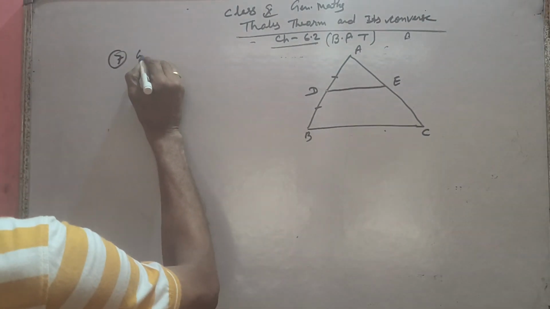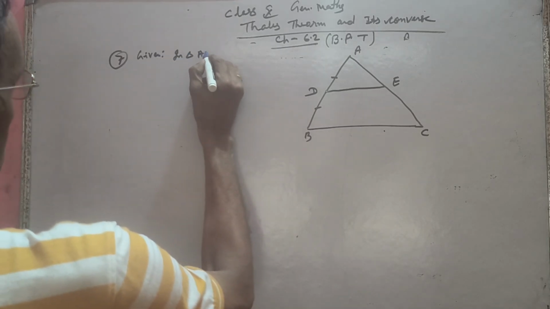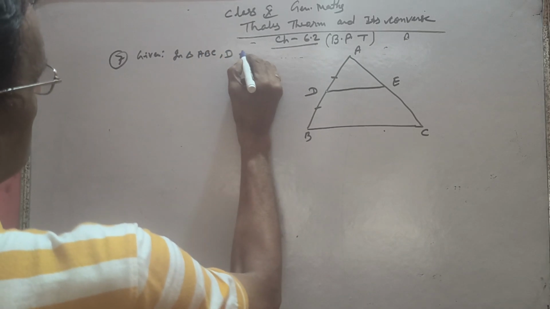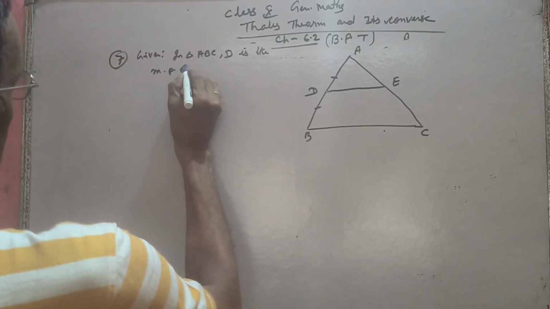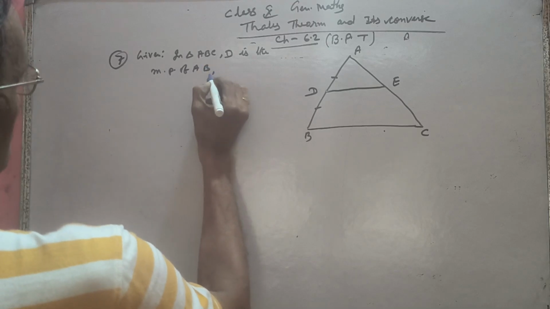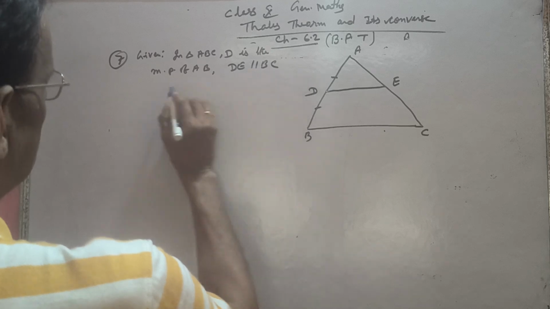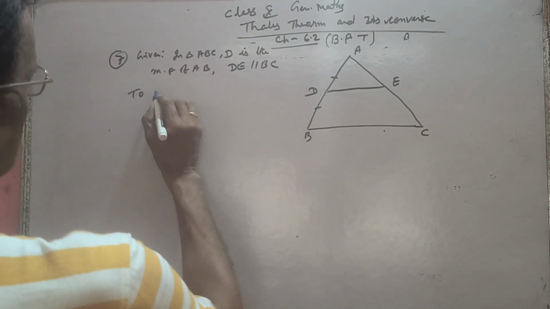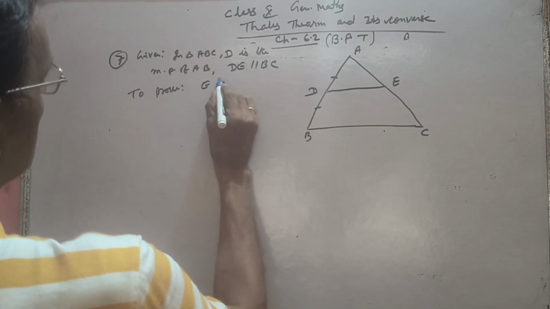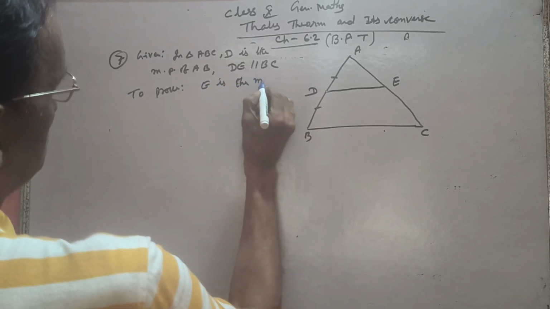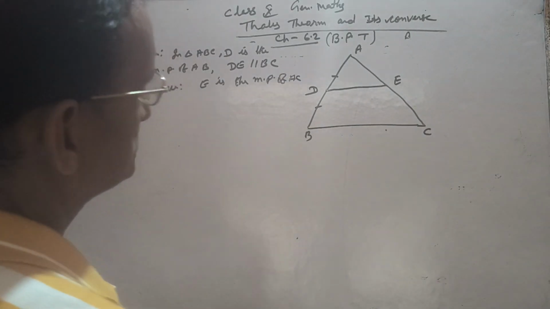So given I can write here, in triangle ABC, D is the midpoint of AB. What else is given? DE is parallel to BC. What we need to prove? E is the midpoint of AC. Understood the question?